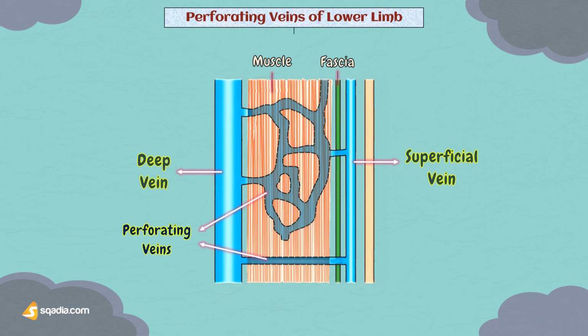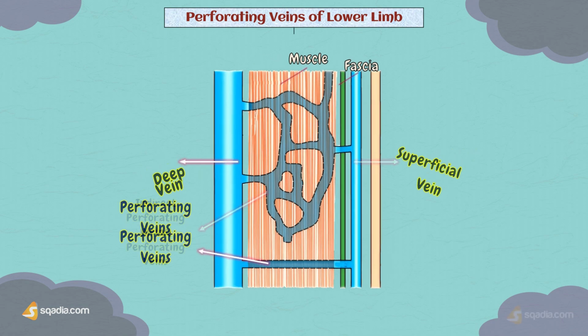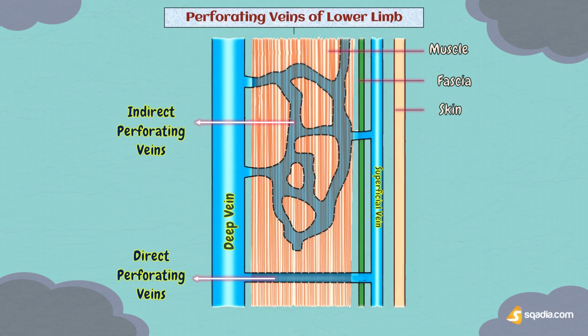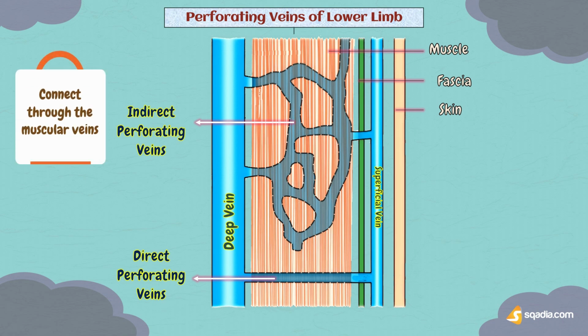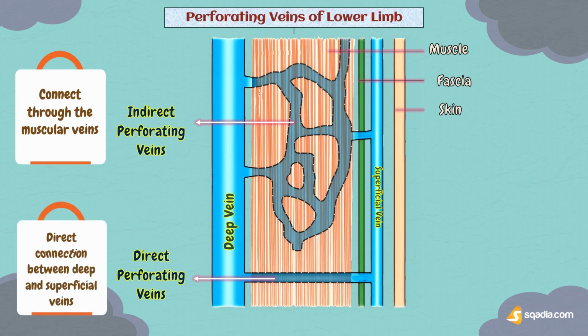The perforating veins are also provided with valves which permit flow of blood only from the superficial to the deep veins. Failure of the valves also gives rise to varicose veins. These veins are classified as follows: indirect perforating veins and direct perforating veins. Indirect perforating veins connect the superficial veins with the deep veins through the muscular veins. Direct perforating veins connect the superficial veins directly with the deep veins.